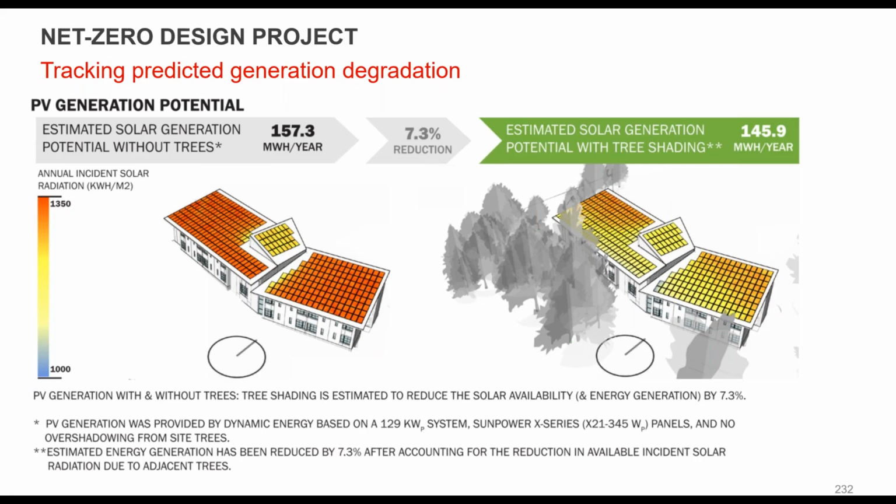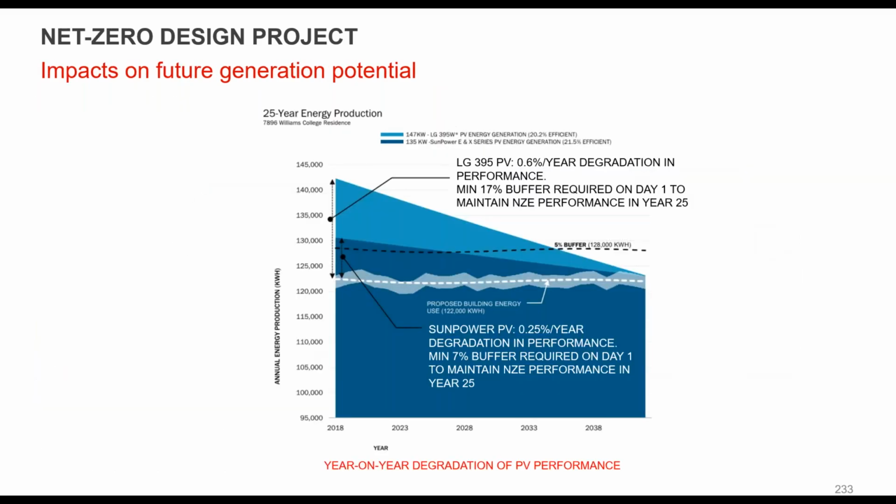Now, these are mature trees. They weren't going to cut them. They're actually providing some shading of the building as well, helping with that. And so they took this reduction of 7.3% and used that moving forward to make sure that they weren't over predicting what could be done.